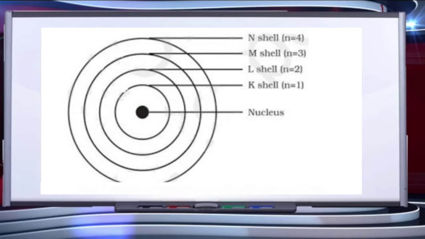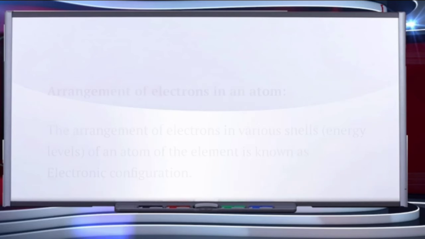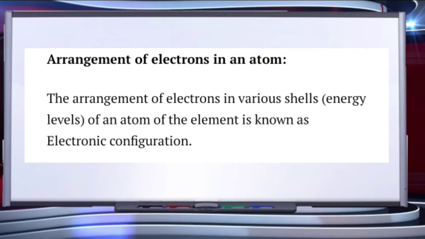So you just have to remember this. The naming of the first shell starts from K, capital alphabets in English: K, L, M, N, and so on. Yes children, Bohr also got the Nobel Prize for this work on the structure of the atom in 1922. So now children, we are going to discuss electronic configuration, that is the arrangement of electrons in an atom.